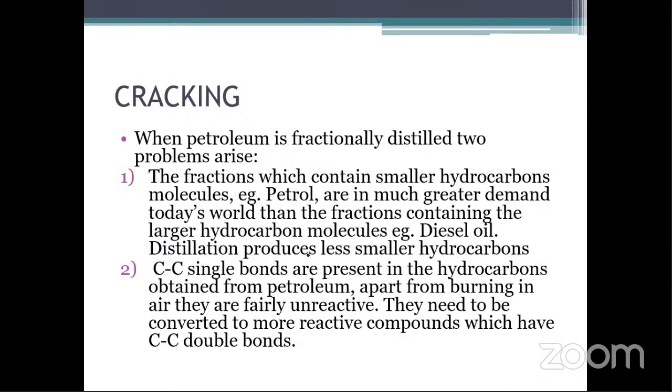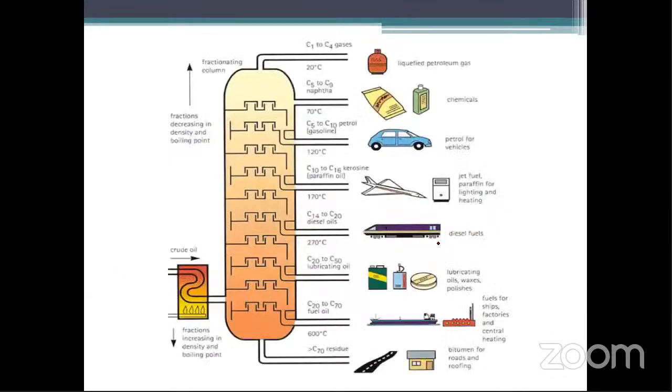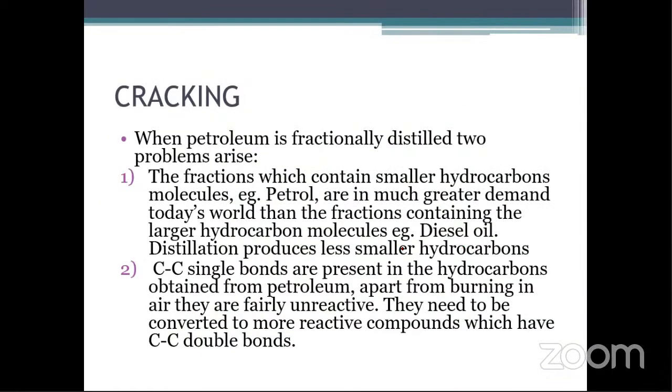Now, when you have petroleum and you distill it, we have two main problems. First, the fractions which contain the smaller hydrocarbons, for example petrol, are in greater demand. More people want to put gas in their cars than want to fuel a train or a jet or a ship. You have more cars than those things, so they are in higher demand.